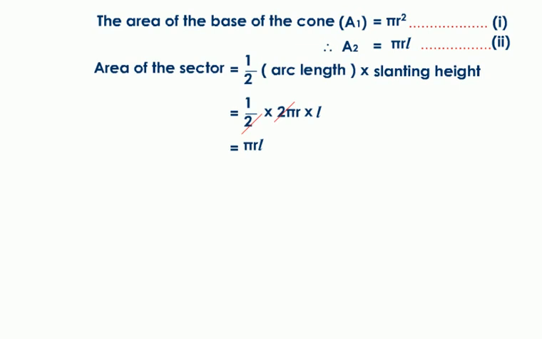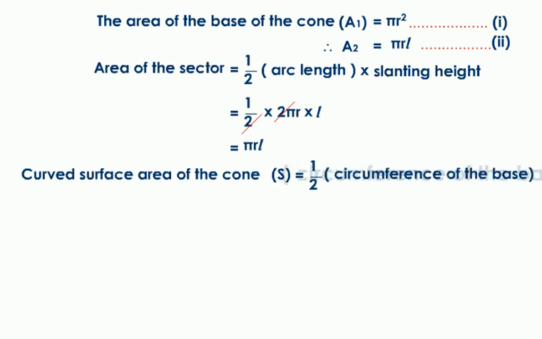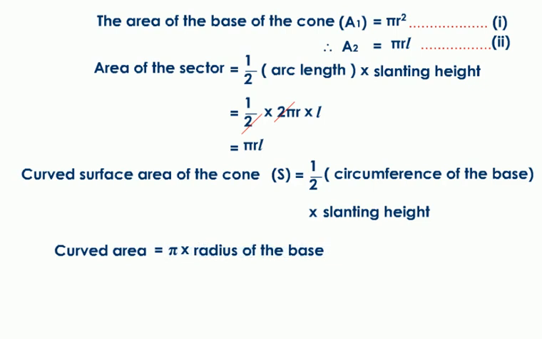Students, we may also write the curved surface area of the cone S equals 1 by 2 circumference of the base into slanting height. That is, curved area equals pi into radius of the base into slant length. That is, pi R L.